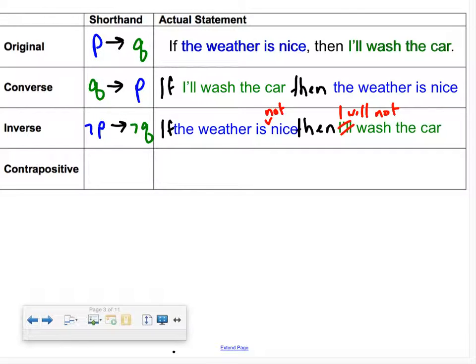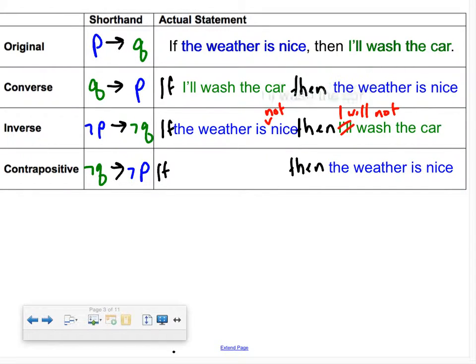The contrapositive is the converse of the inverse. So, not Q, then not P. We still got our if, and we still have our then. The P and the Q are going to switch, and they will negate. So, you need to change that to I will not, and need to add a not here. So the converse would be, if I will not wash the car, then the weather is not nice.